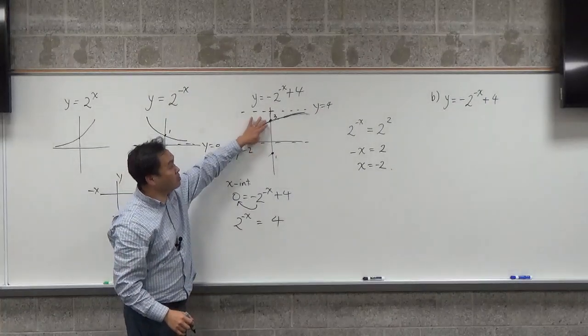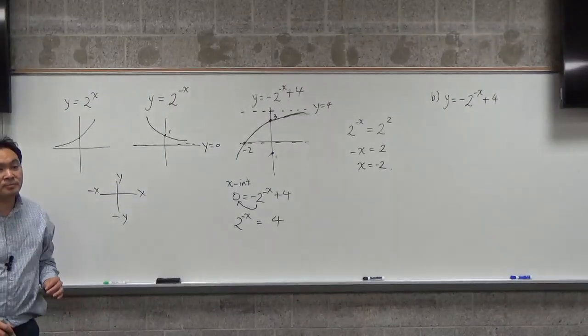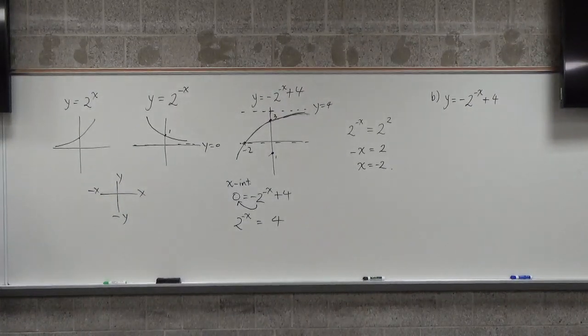X-intercept negative 2, y-intercept 3, y equals 4 is the horizontal asymptote. Good? All right.